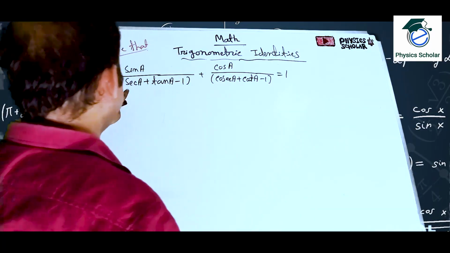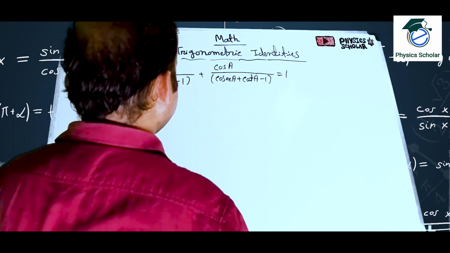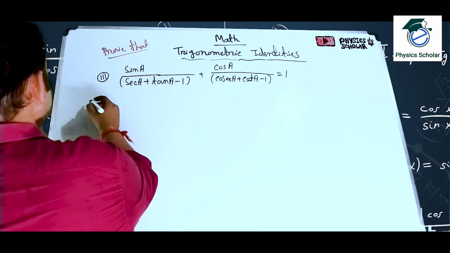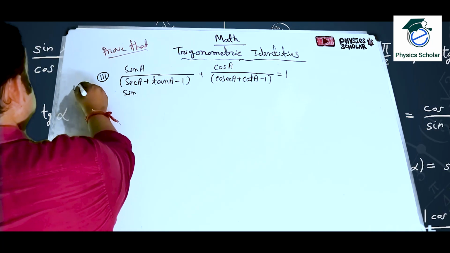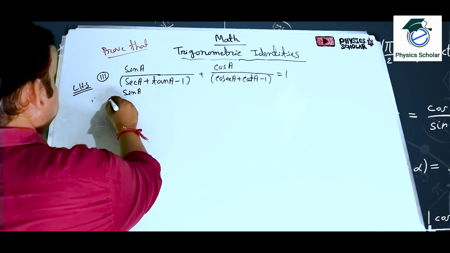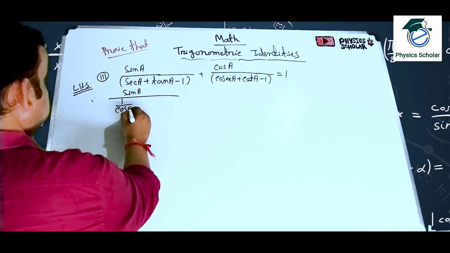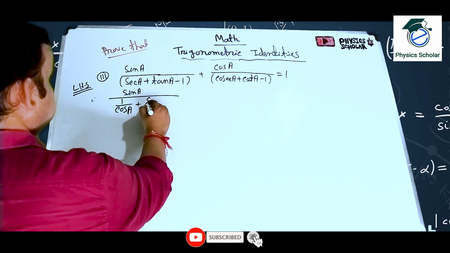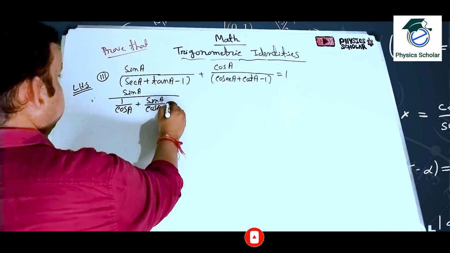So here it is sin A divided by sec A plus tan A minus 1 plus cos A divided by cosec A plus cot A minus 1. Clear? So now let us start. So sin A left hand side. Okay. So sin A divided by what? Sec A means 1 by cos A, 1 by cos A plus what? Tan A means what? Sin A by cos A minus 1.